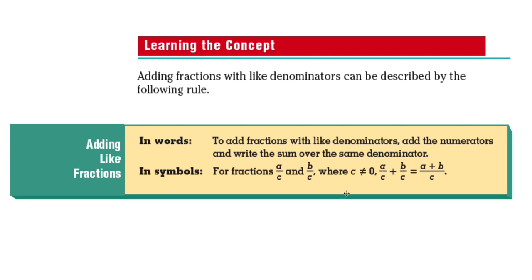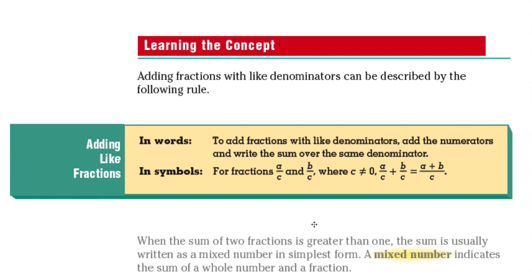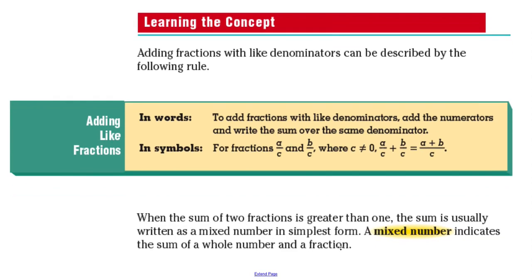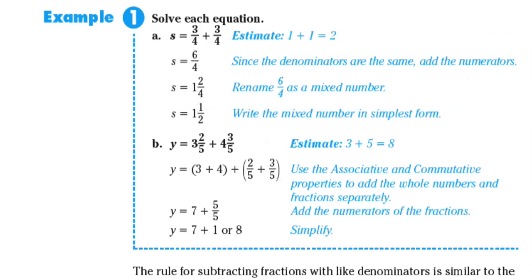When the sum of the two fractions is greater than 1, the sum is usually written as a mixed number in simplest form. The definition of a mixed number indicates the sum of a whole number and a fraction. Let's take a look at what that means. On the next page, solve each equation.